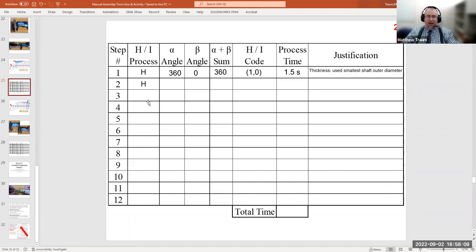I'll just mention that you're always going to have 2 handling processes, and then you're going to go from handling processes to insertion, and then handling and insertion, and handling and insertion, and you'll follow that pattern of HI all the way down, typically until you have the part or the assembly fully assembled, and you'll have all these different process times for each of those individual steps. You'll sum them up and you'll get a total time. So that's how you come up with that value.